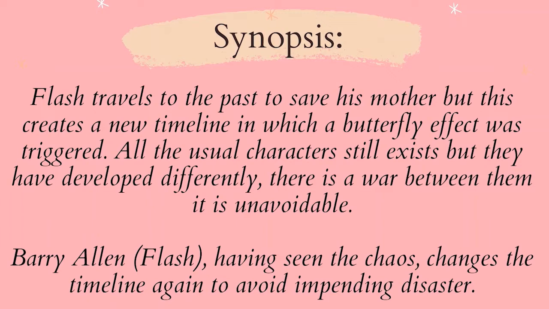Synopsis. Flash travels to the past to save his mother, but this creates a new timeline in which a butterfly effect was triggered. All the usual characters still exist, but they have developed differently. There is a war between them. It is unavoidable. Barry Allen, Flash, having seen the chaos, changes the timeline again to avoid impending disaster.